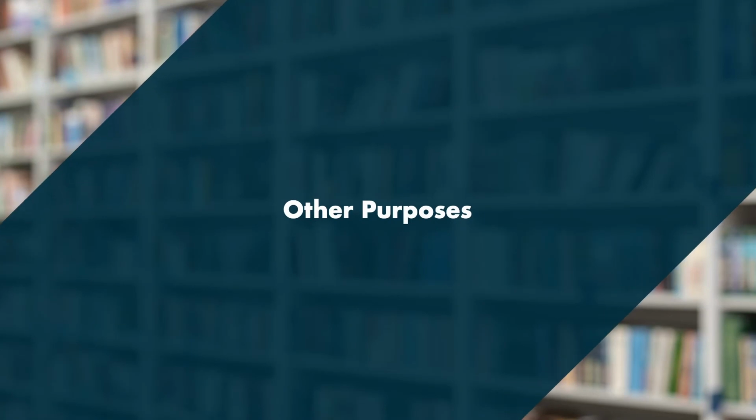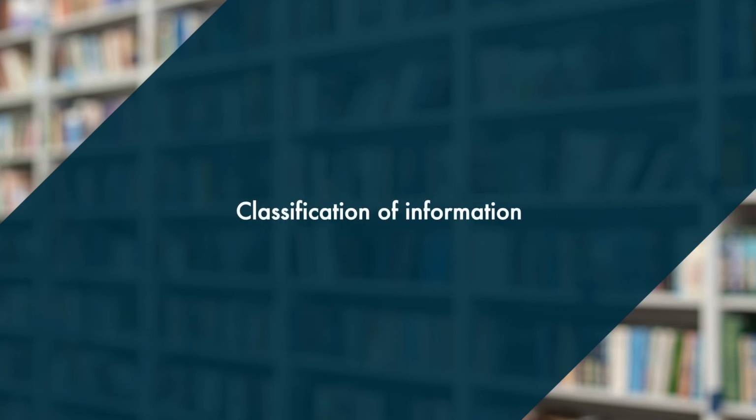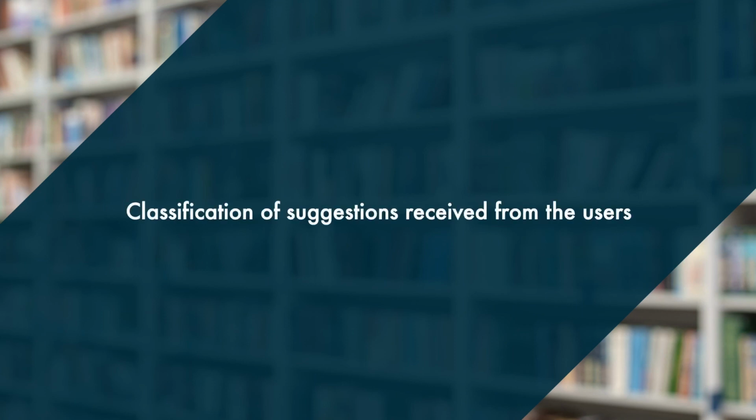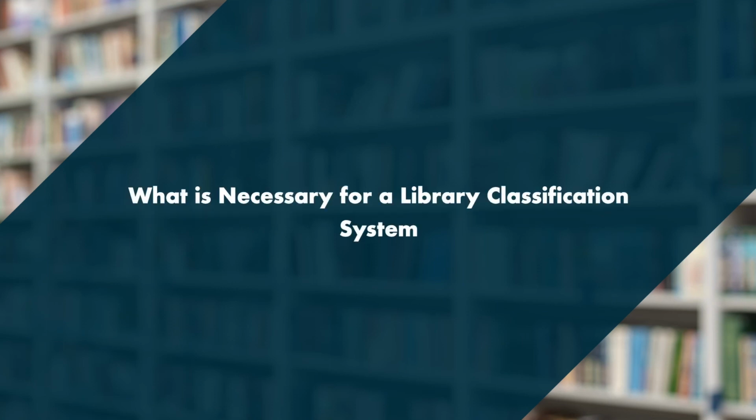Now, talking about the other purposes of library classification. These are some of the other purposes of library classification, like compilation of bibliographies, catalogs and union catalogs, classification of information, classification of reference queries, classification of suggestions received from the users, filing of non-book materials such as photographs, film, etc. Now, what is necessary for a library classification system?